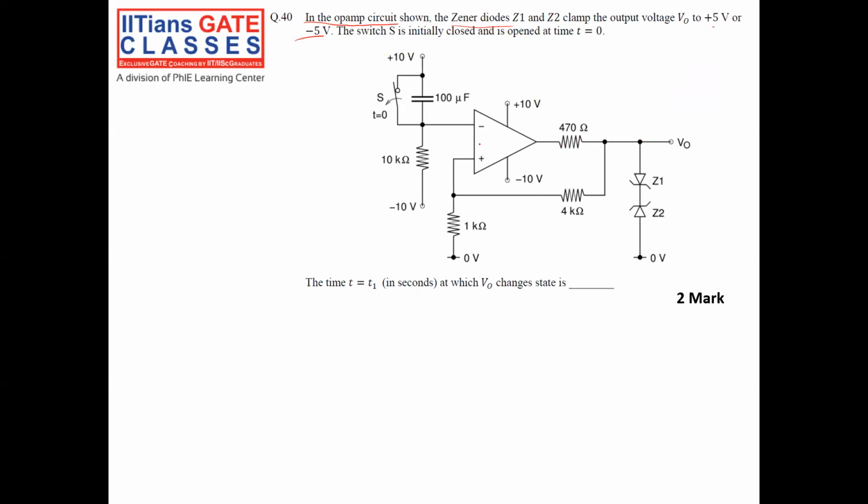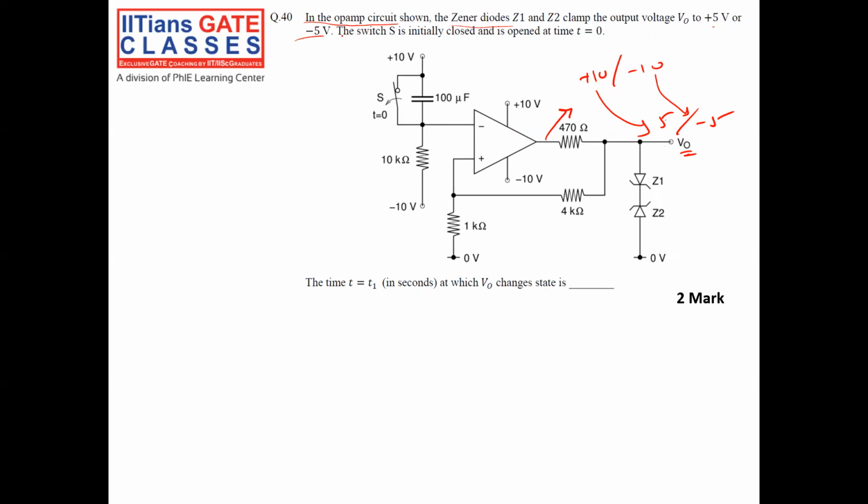Because you see there is a positive feedback, so it behaves like a comparator. My output here can be +10 or -10. When it is +10, my output here will be +5. When it is -10, my output here will be -5. So the output V0 can be only two values, +5 or -5, because it behaves like a comparator.